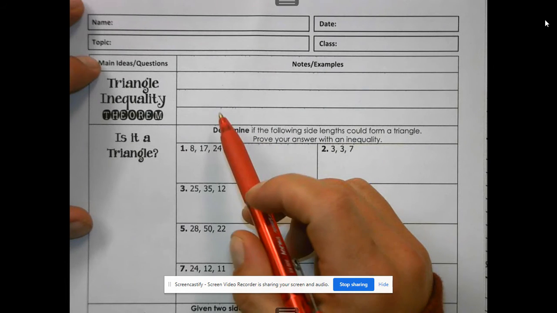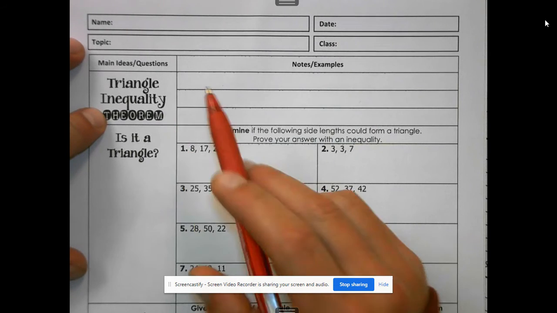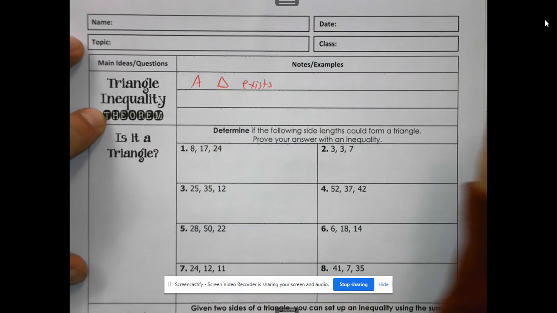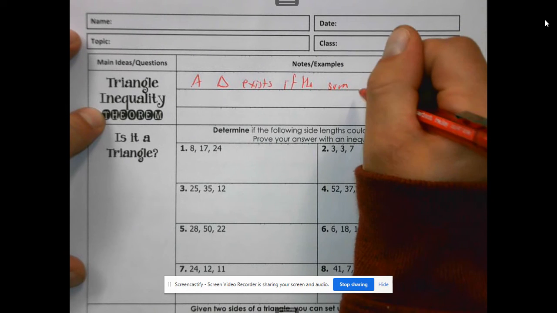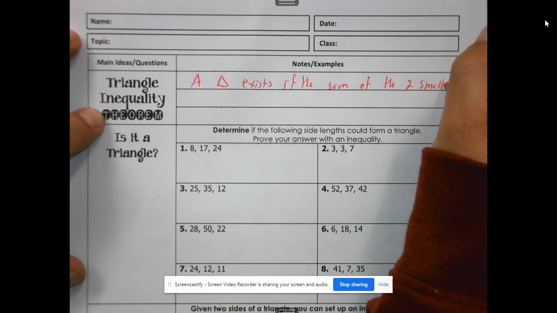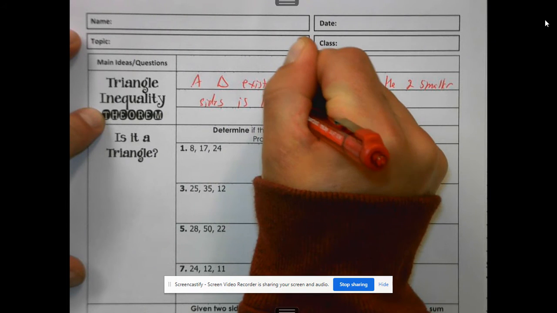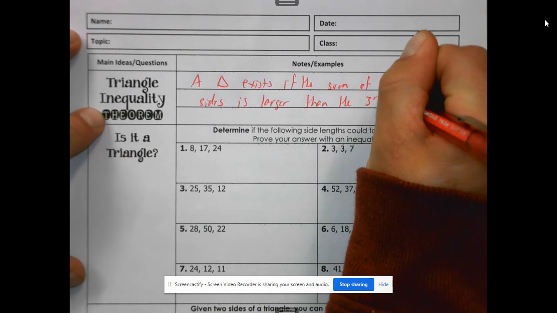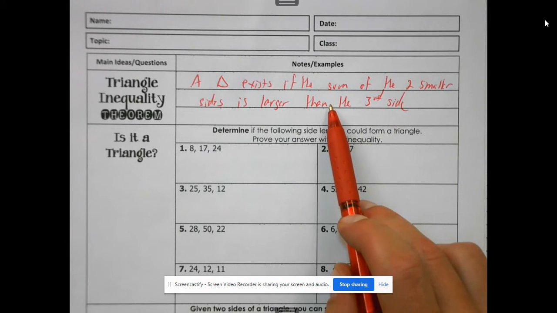All right, this lesson is all about triangle inequalities. So here's your theorem about the triangle inequalities. It says a triangle exists if the sum of the two smaller sides is larger than the third side. So a triangle exists if the sum of the two smaller sides is larger than the third side.